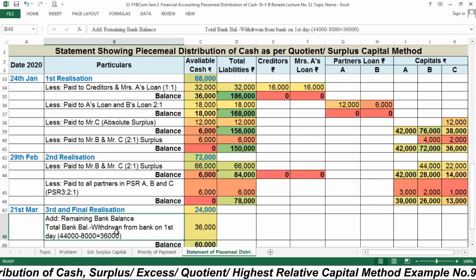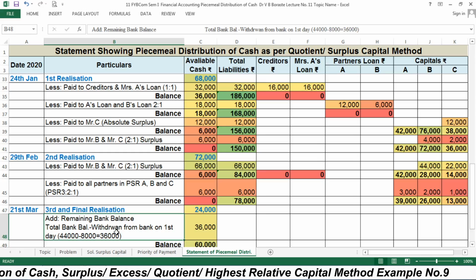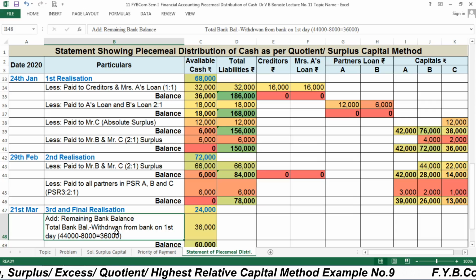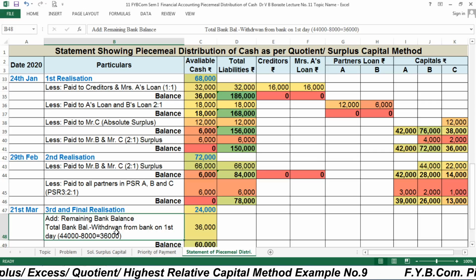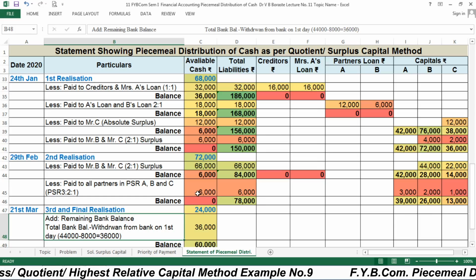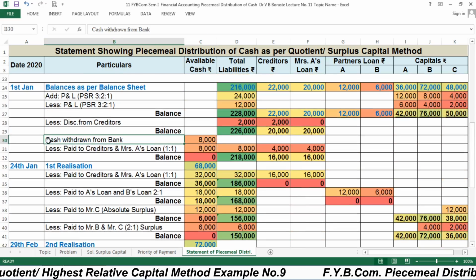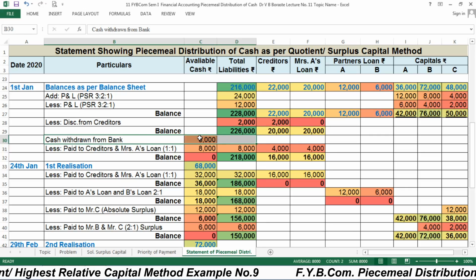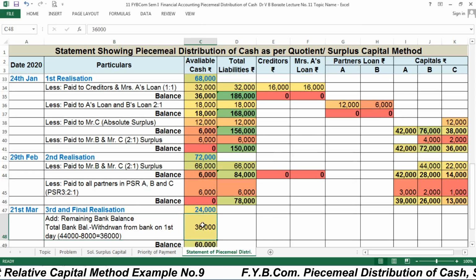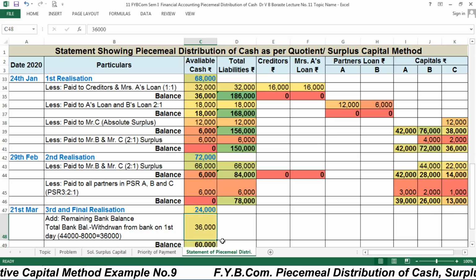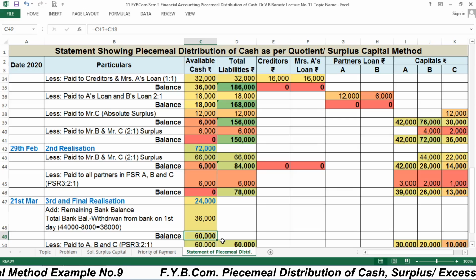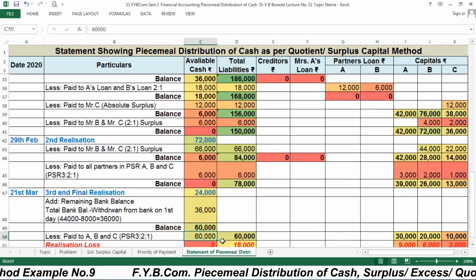After that we are going to add the remaining bank balance which is withdrawn from the bank, which is 36,000. Earlier in our bank there was an amount of 44,000. Out of 44,000 we have already withdrawn a bank balance of rupees 8,000 on the very first day. Now we can withdraw the remaining balance, that is 36,000. After getting 36,000 in our hand, cash becomes 60,000. So we have 60,000 and we can pay 60,000 to all partners.